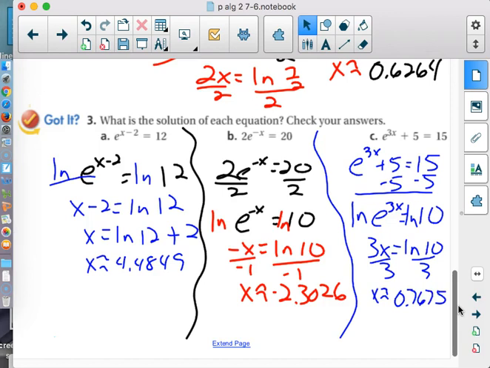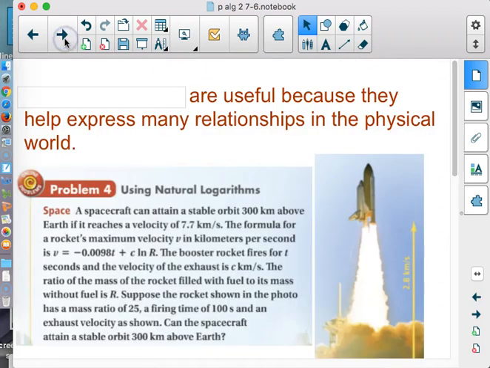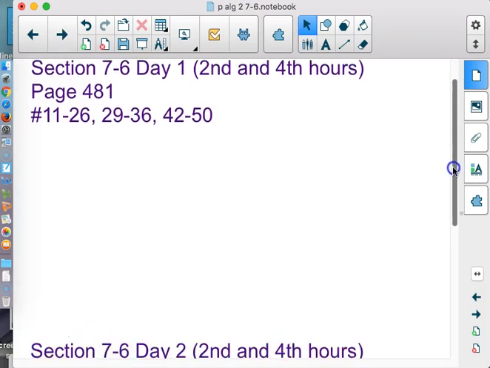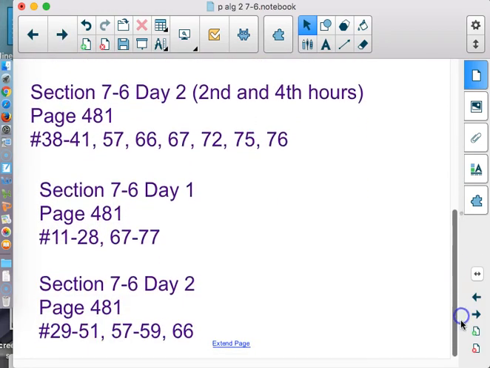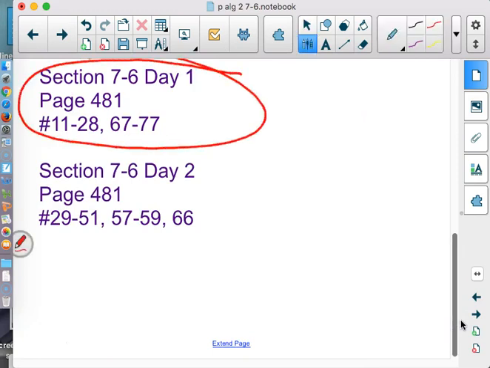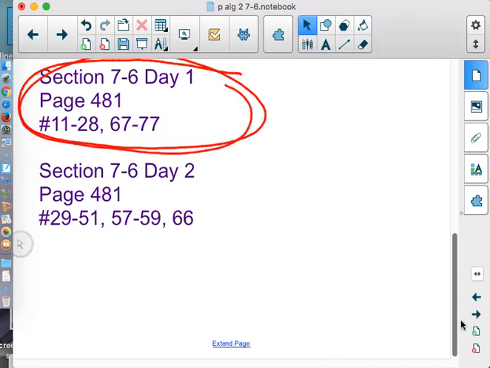4, 3, 2, 1. How you feeling about our two lovely objectives? Simplifying them, solving today. Good. Got some people with total confidence. I got this. I'm a 4. Lots of people with 3s. I'm a 4. That's section 7-6 day 1. I'm a 4. There we go.